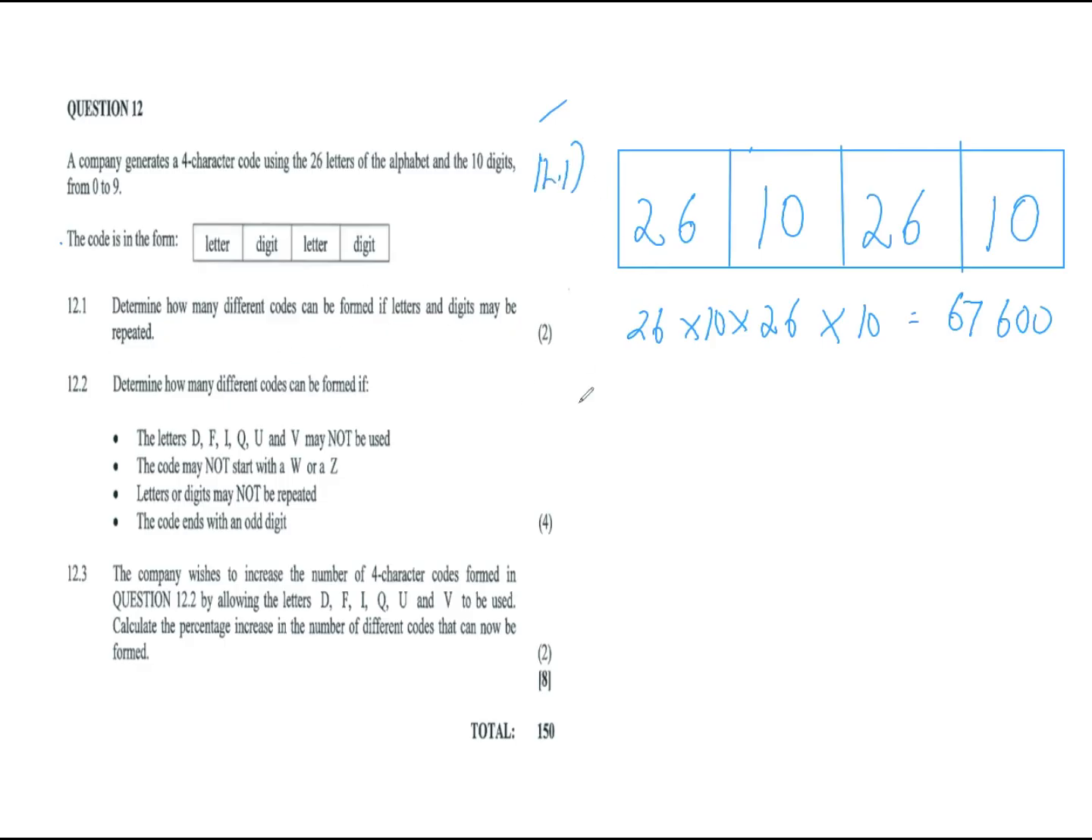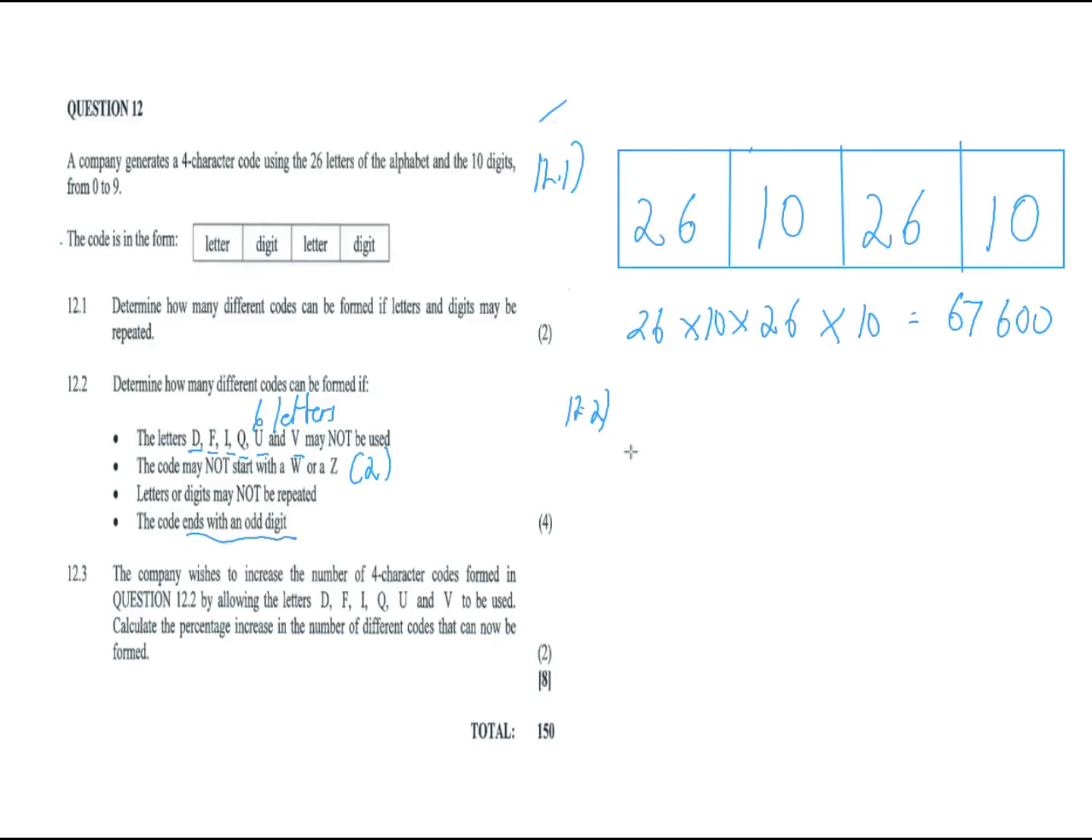Now, 12.2, they say determine how many different codes can be formed if the letters D, F, I, Q, U, V may not be used. So 1, 2, 3, 4, 5, 6. 6 letters have to be excluded. The code may not start with W or a Z, right? Meaning 2 letters would have to be excluded from the first position. Letters or digits may not be repeated, right? Letters or digits may not be repeated. The code ends with an odd digit, right?